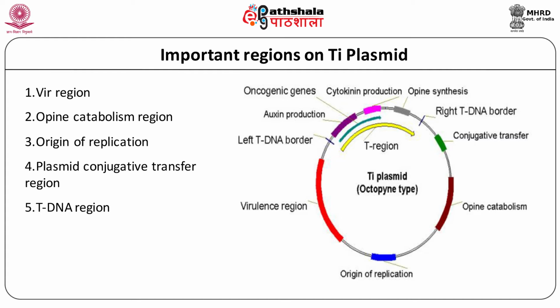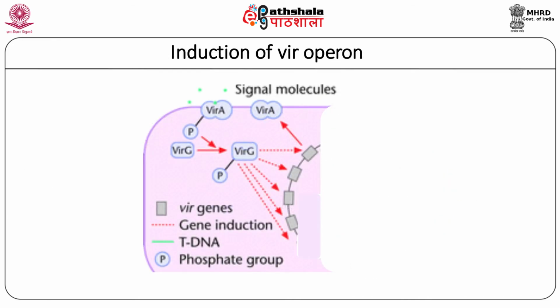The Ti plasmid consists of the following regions: origin of replication, which enables the plasmid to replicate independent of the bacterial chromosome; plasmid conjugative transfer region, which decides compatibility with other strains; Vir region, which consists of Vir genes; opine catabolism region that breaks down opines to provide nutrition and energy for bacterial proliferation; and T-DNA region, which is transferred to the host plant cell. The virulence or the Vir region determines the pathogenicity of the bacterium.